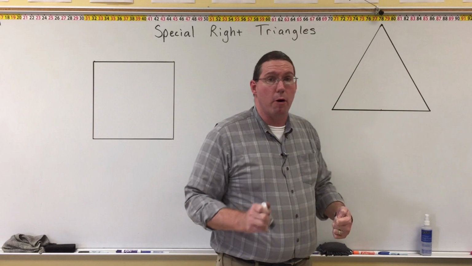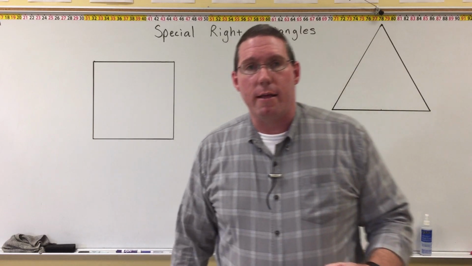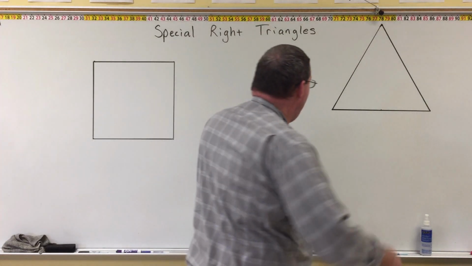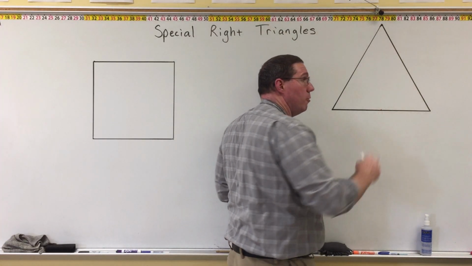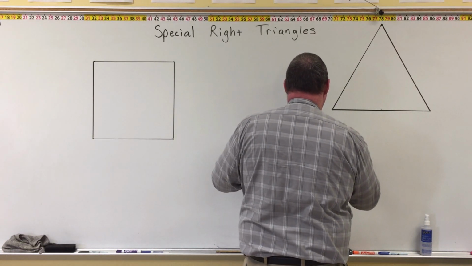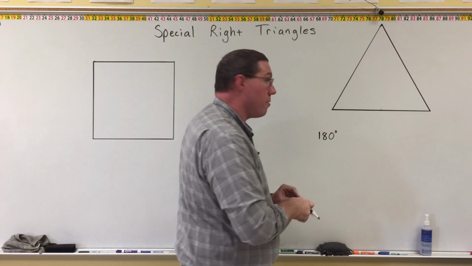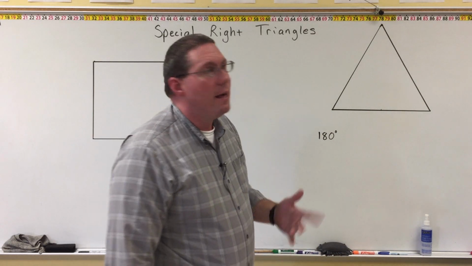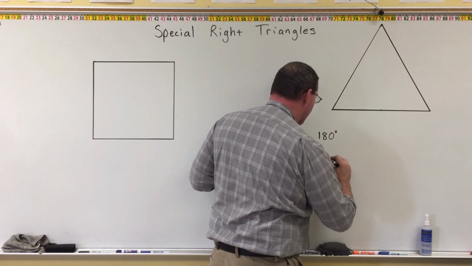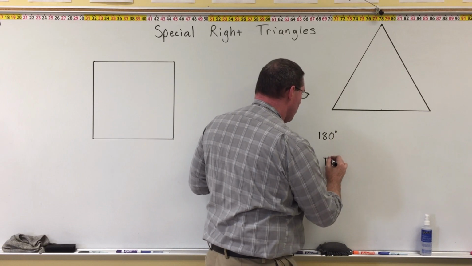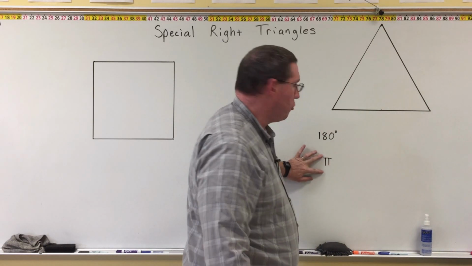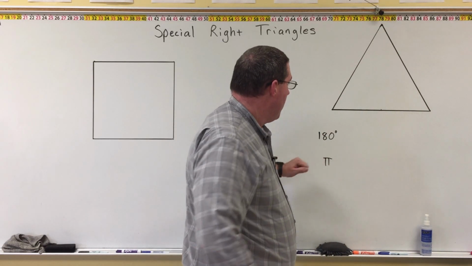I hope you remember how many degrees are in a triangle. Okay, if you add up all 3 angles of a triangle, you know that equals 180 degrees, right? That's 180 degrees. Now, we just learned about radians. So what you can also say is that if you add up the 3 angles of a triangle, 180 degrees is the same thing as pi radians. So you can also say that all triangles have 3 angles that add up to pi, okay?